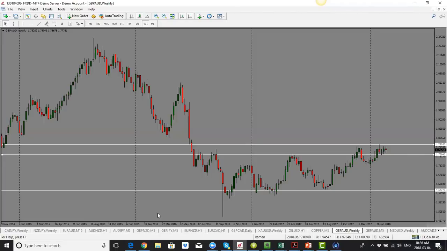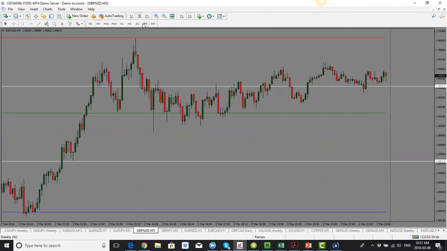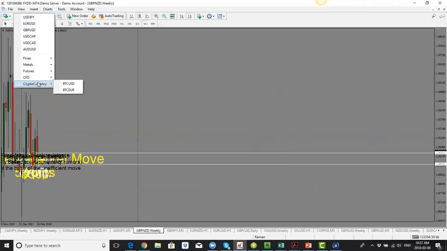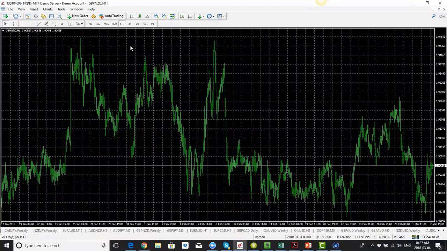Pound New Zealand. Okay, so this one's completely marked up. Let me see. Okay, I think I need to pull up a new chart. Let's see, Pound New Zealand. Here we go.